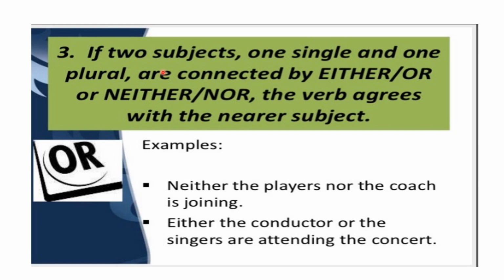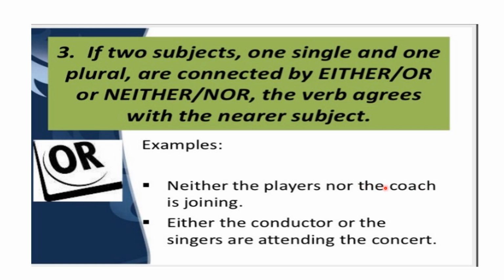The third rule: if two subjects, one singular and one plural, are connected by either-or or neither-nor, the verb agrees with the nearer subject. Let's understand this rule with the help of the following examples. The first sentence: neither the players nor the coach is joining. The players is plural. The coach is singular. They are connected by neither-nor. So you have to write a verb which will agree with the nearer subject.